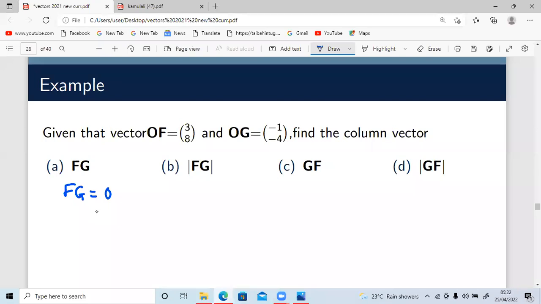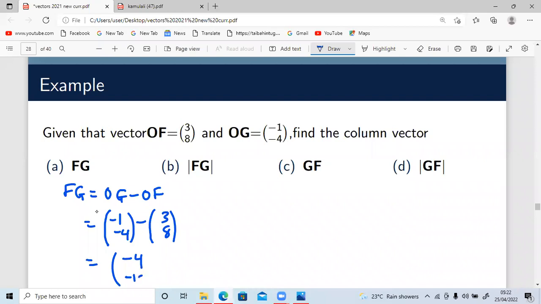Not really. Change a bit. OG minus OF. Continue. What is your OG? It's -1, -4. Good. Minus OF? 3 and 8. Continue. What shall we have? We shall have -4, -12. Good, good. So Anita, please pay attention here.